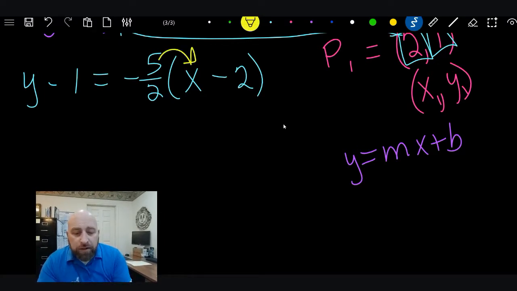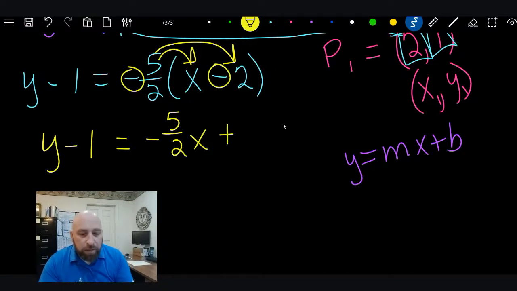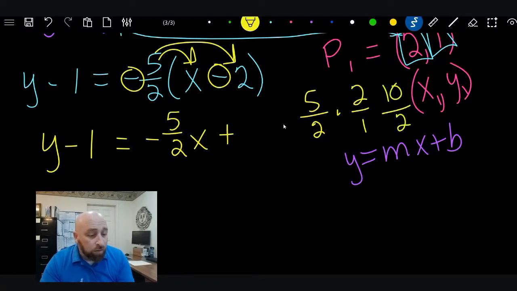So we are going to now distribute this. Y minus 1 equals, well, this is just -5 over 2x. And notice we have a minus times a minus, so this is going to come out positive. Just come over here and do it if you can't do it in your head. And remember, we're distributing, so we're multiplying 2 over 1. That would give me 10 over 2. What's 10 over 2? It's 5. Okay, so 5 over 2 times 2 is 5, or 10 over 2, which reduces to 5. Notice that we had the minus, so we end up with the plus.